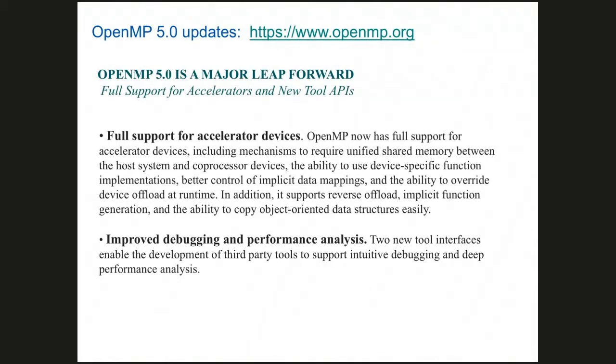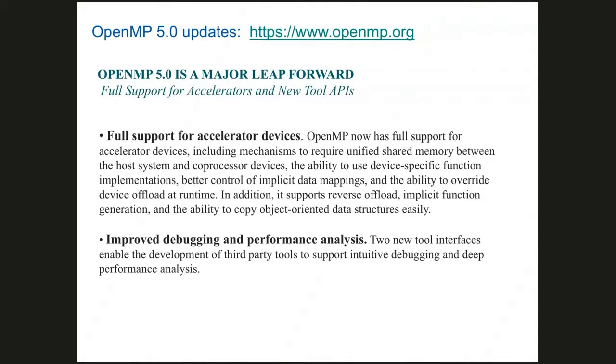So the first one is full support for accelerator devices. OpenMP now has full support for accelerator devices, including mechanisms to require unified shared memory between the host system and the co-processor devices, the ability to use device-specific function implementations, data control of implicit data mappings, and the ability to override the device offload at runtime. In addition, it supports reverse offload, implicit function generation, and the ability to copy object-oriented data structures easily. Sounds very good.